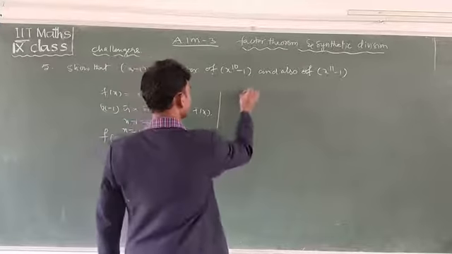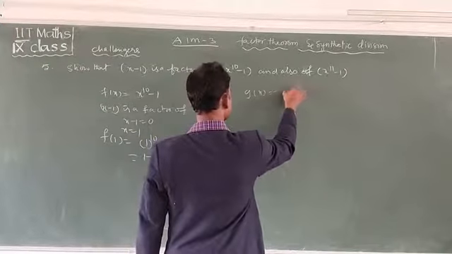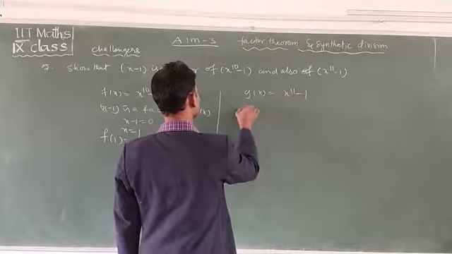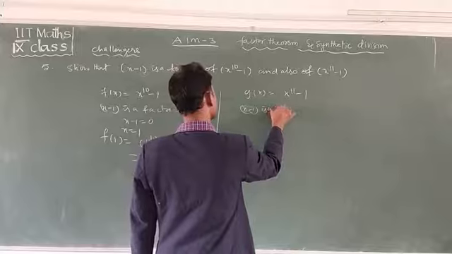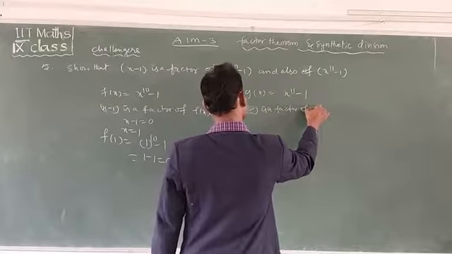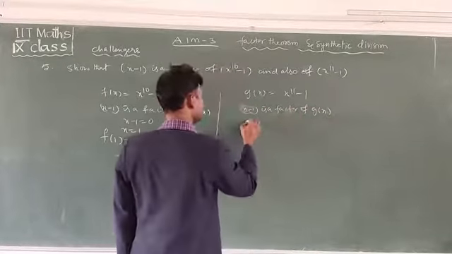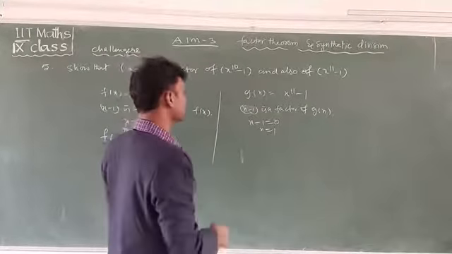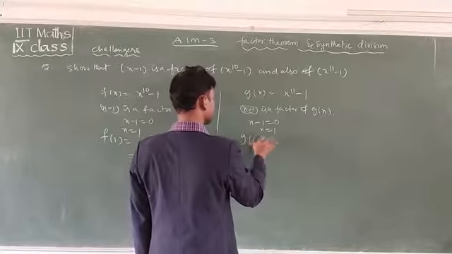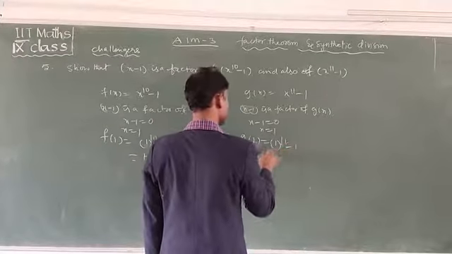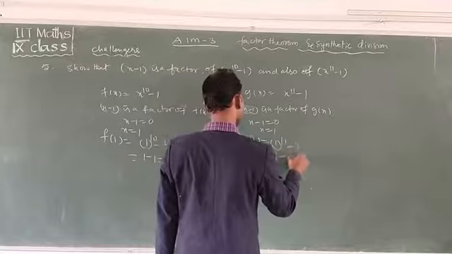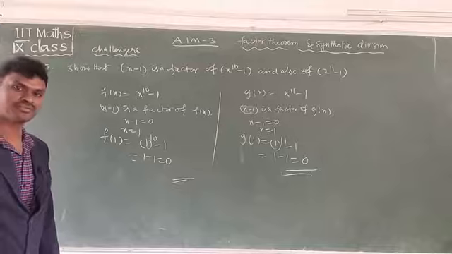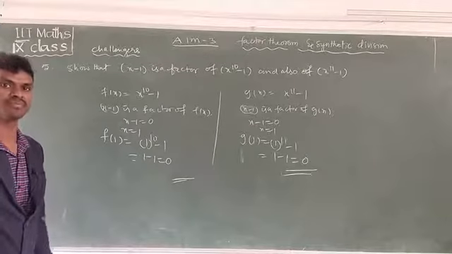Now, you can write here g of x. G of x is equal to x to the power of 11 minus 1. Then x minus 1 is a factor of g of x. Then here x minus 1 is equal to 0, then x is equal to 1. At the same time, here g of 1 you can write here. Then 1 power 11 minus 1. 1 power 11 is equal to 1. 1 minus 1 is equal to 0. Therefore, x minus 1 is a factor of x to the power of 10 minus 1 and x to the power of 11 minus 1. Note down.